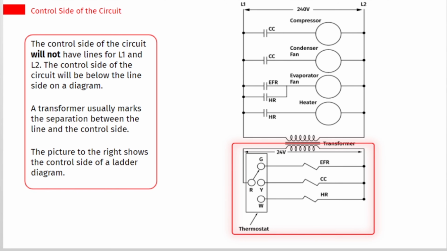The control side of the circuit will not have lines for L1 and L2. The control side of the circuit will be below the line side on the diagram. A transformer usually marks the separation between the line and the control side. The picture to the right shows the control side of a ladder diagram.